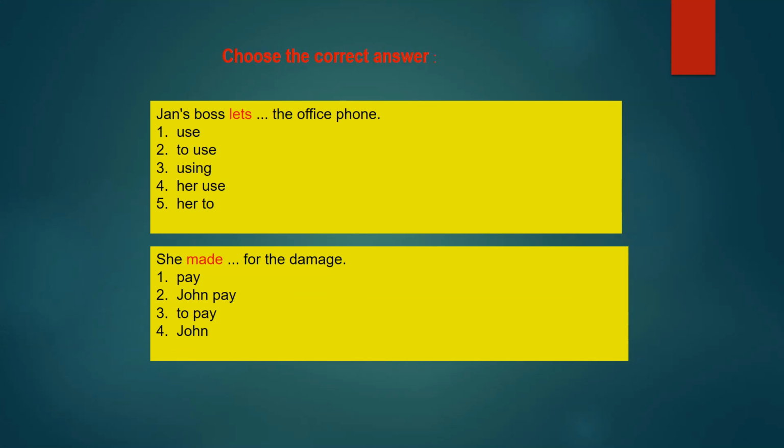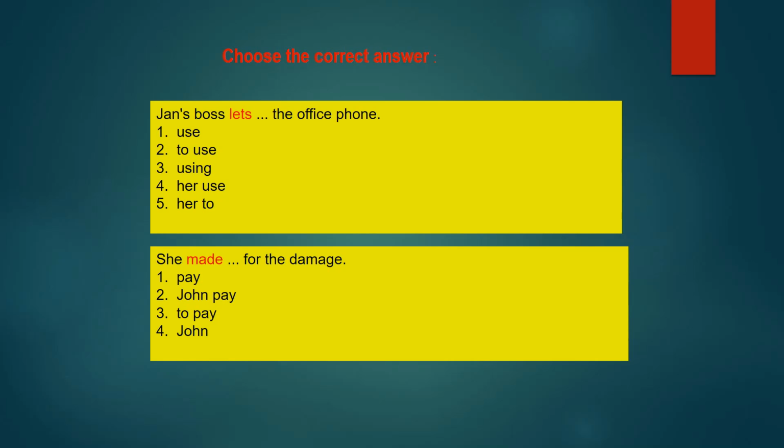Let's move to sentence number 3. Jane's boss let the office phone. In this sentence we use the structure of let. You have choices: use, to use, using, her use. The rule says that let must be followed by an object, and the object must be followed by an infinitive verb. So the correct answer is her use, number 4.